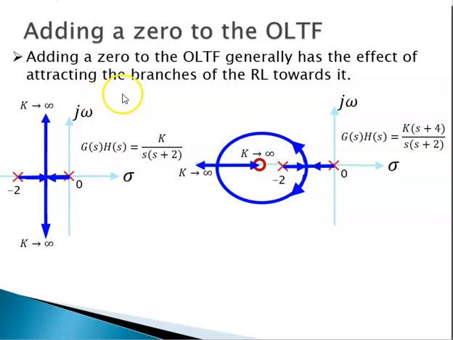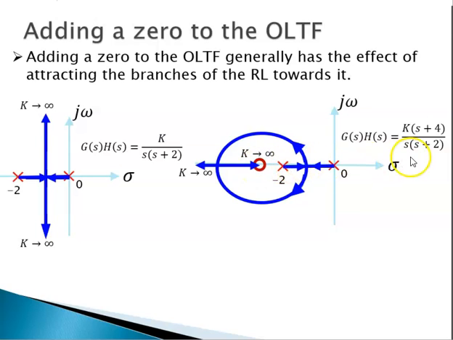So far we have been talking about closed loop transfer function. We will see what happens when we add a 0 to the open loop transfer function. So we considered a system here, k over s into s plus 2. You have a pole here, you have a pole here, and now you added a 0. You can see in addition to the pole at 0 and pole at -2, you added a 0 somewhere here.